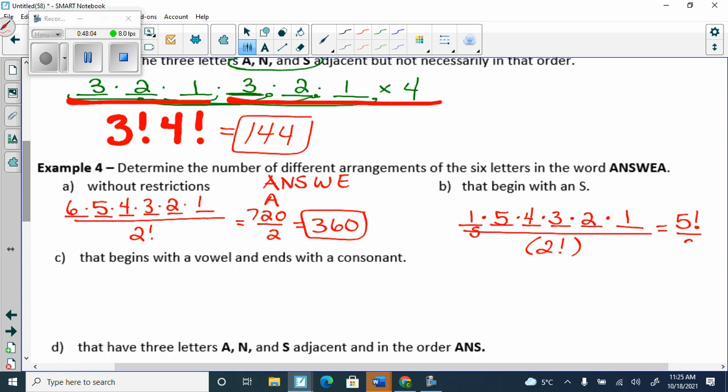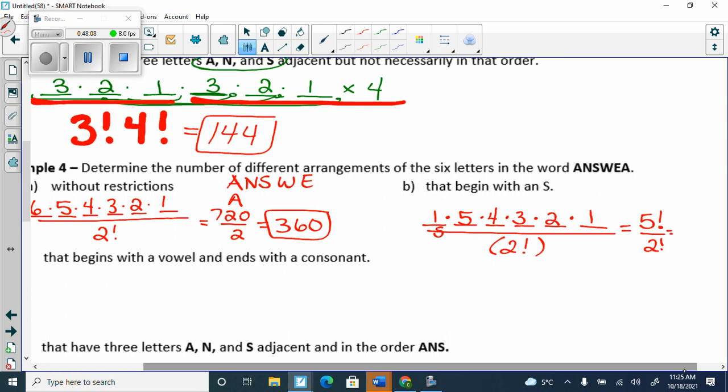We're not holding anything together. So it's 60. When you have to have things together, then they can move into different spots. Oh, right, yeah. Begins with a vowel and ends with a consonant.